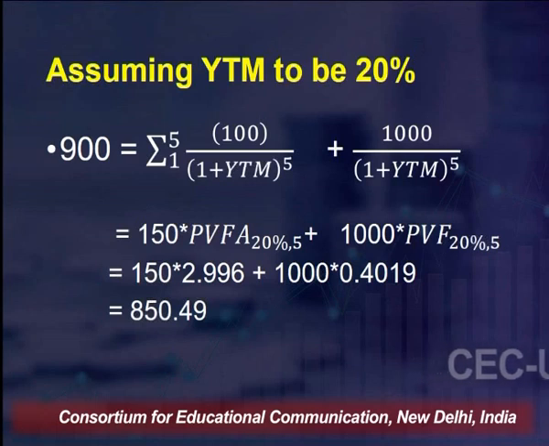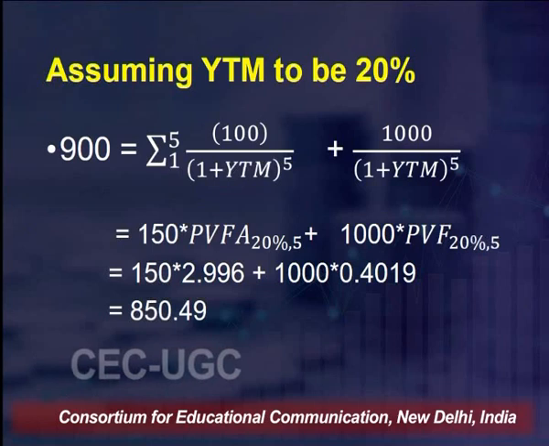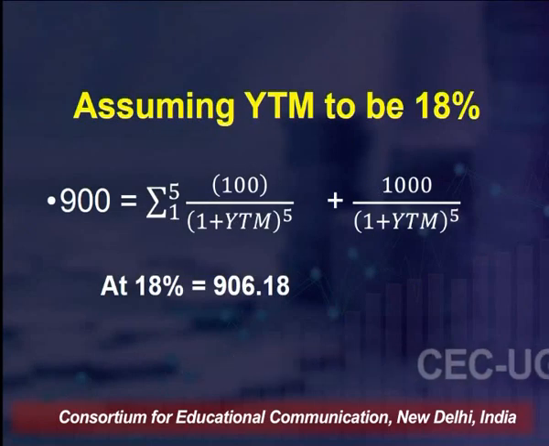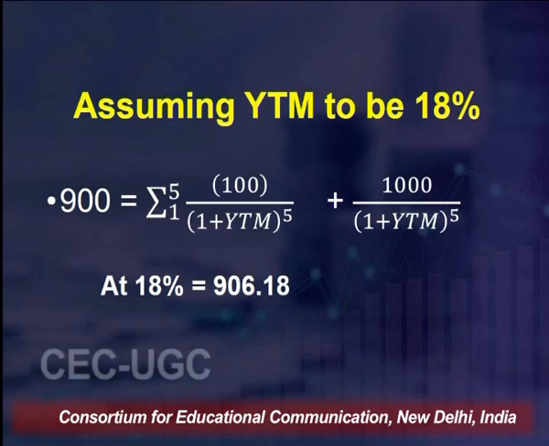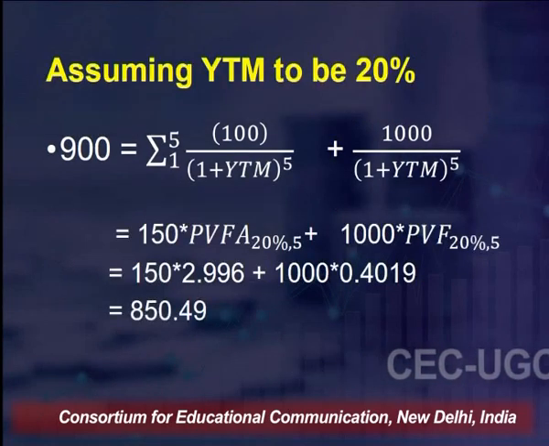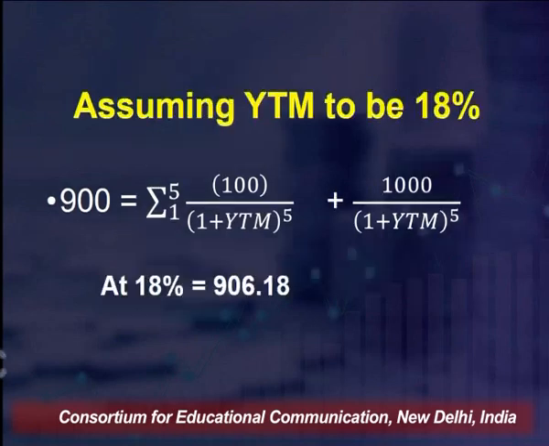So, in this case, we will try to lower the YTM from 20% and now we try it with 18%. When we try it with 18% and use the same formula, the value comes out to be 906.18. So, technically, at 20% it is 850.49 and at 18% it is 906.18. As an investor you can easily understand that the YTM will be somewhere between 18 and 20%.